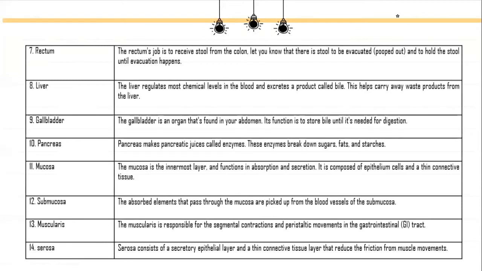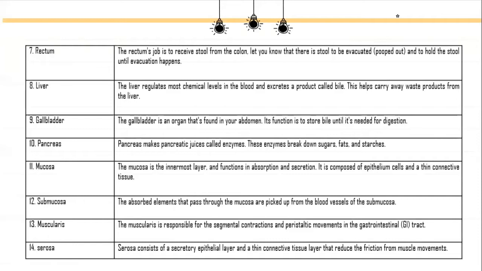Seventh is the rectum. The rectum's job is to receive stool from the colon, let you know that there is stool to be evacuated, and to hold the stool until evacuation happens. The rectum is a straight 8-inch chamber that connects the colon to the anus, and it is responsible for the evacuation of stool and holding the stool until evacuation happens.